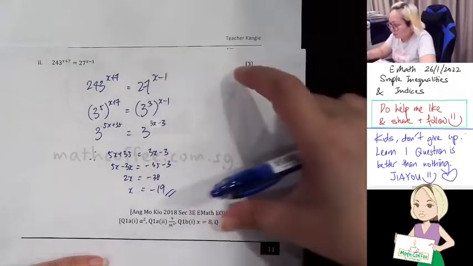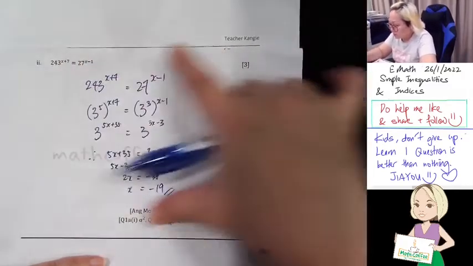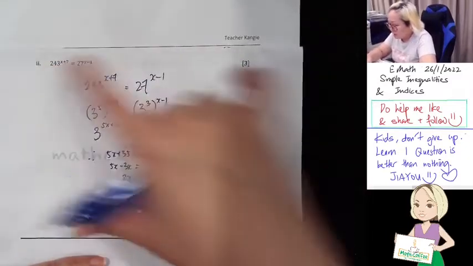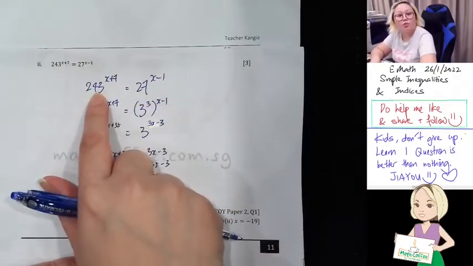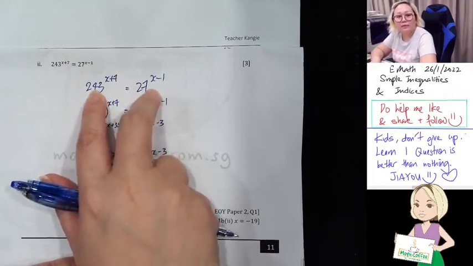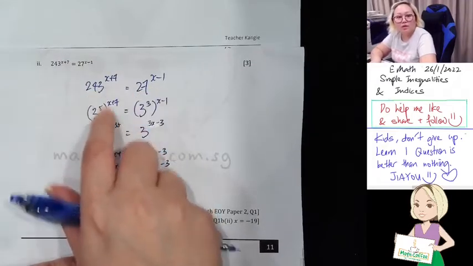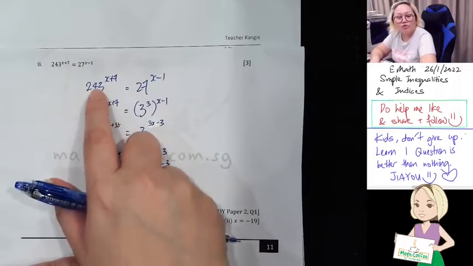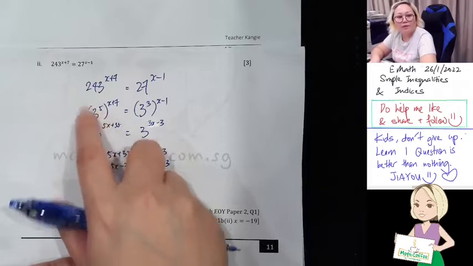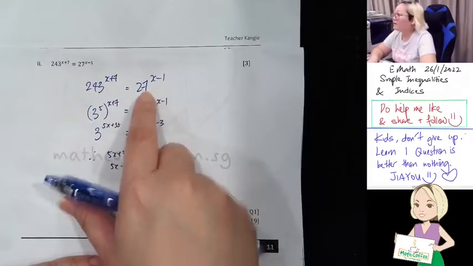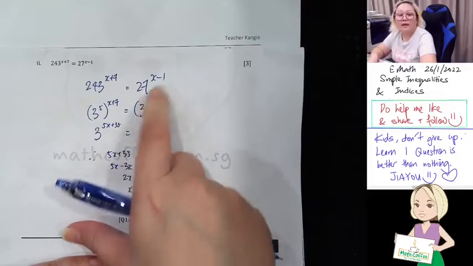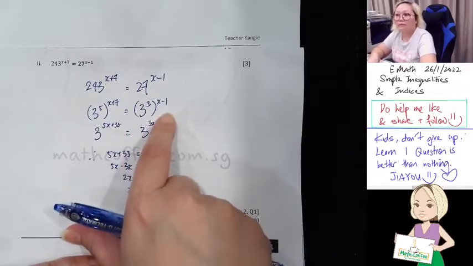Repeat which part? Repeat this part, is it? Okay, I'm going to repeat this again. So this one is an equation. I'm changing it to the same base. So 243 and 27, I'm changing them to base 3. So 3 to the power of 5 is 243. So I write 3 to the power of 5. Then put the bracket, the x plus 7, just put outside first. 27 is 3 to the power of 3. And then the power is x minus 1.